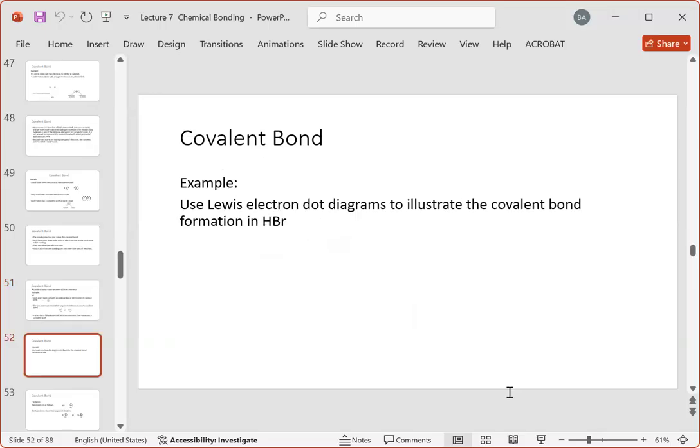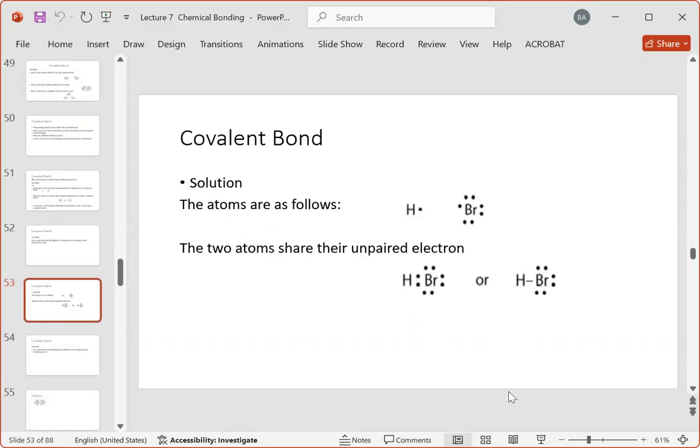Another example: use a Lewis electron dot diagram to illustrate the covalent bond formation in hydrogen bromide. Hydrogen has only one electron, and bromine has seven electrons, with one that is not paired. When bromine shares with hydrogen, the hydrogen will have two, and bromine will also have eight. Then it satisfies the octet. So that's how it goes.